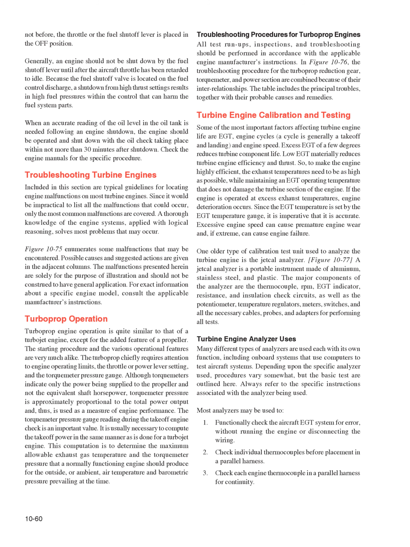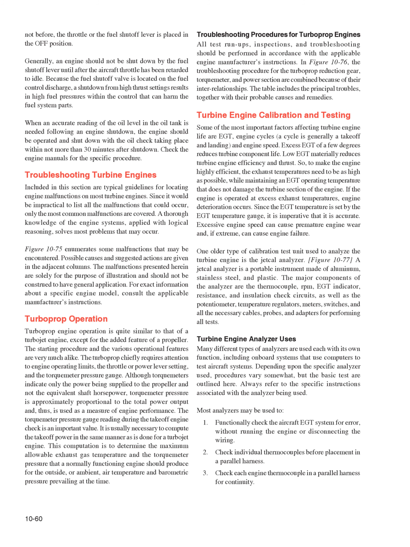Troubleshooting turbine engines. Included in this section are typical guidelines for locating engine malfunctions on most turbine engines. Since it would be impractical to list all the malfunctions that could occur, only the most common malfunctions are covered. A thorough knowledge of the engine systems, applied with logical reasoning, solves most problems that may occur. Figure 1075 enumerates some malfunctions that may be encountered. Possible causes and suggested actions are given in the adjacent columns. The malfunctions presented herein are solely for the purpose of illustration, and should not be construed to have general application. For exact information about a specific engine model, consult the applicable manufacturer's instructions.